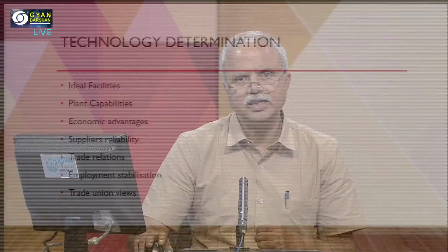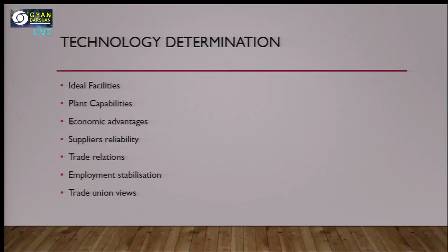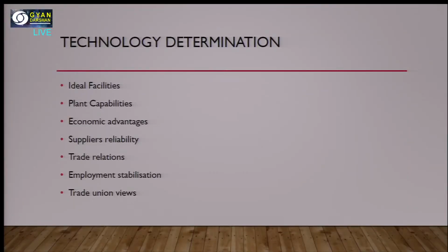raw materials का, plant की capabilities क्या हो सकती हैं, उसकी economic advantages क्या हो सकते हैं, suppliers की reliability. If you are depending upon suppliers, what is the continuous reliability of getting the supply from the suppliers. Trade relations: sometimes some products are related with the other trades, so if you are manufacturing and you have to depend upon distributors or something like that, in that case you have to see how the trade relations are in that ecosystem. Employment stabilization is a very important aspect for any product or any service sectors.